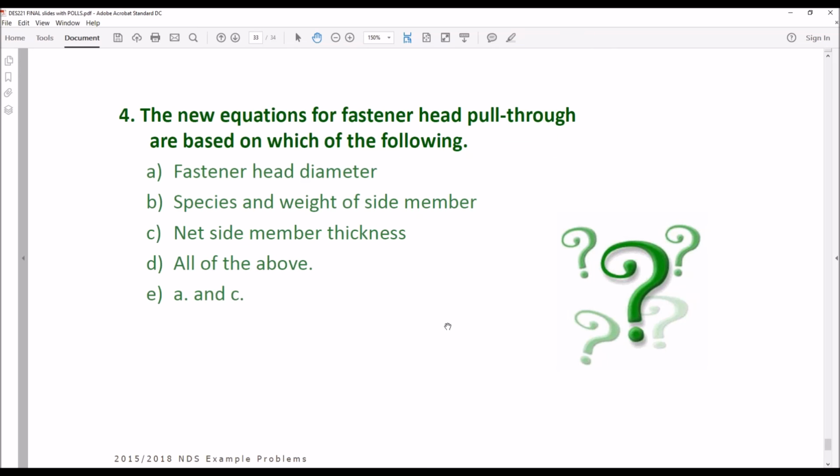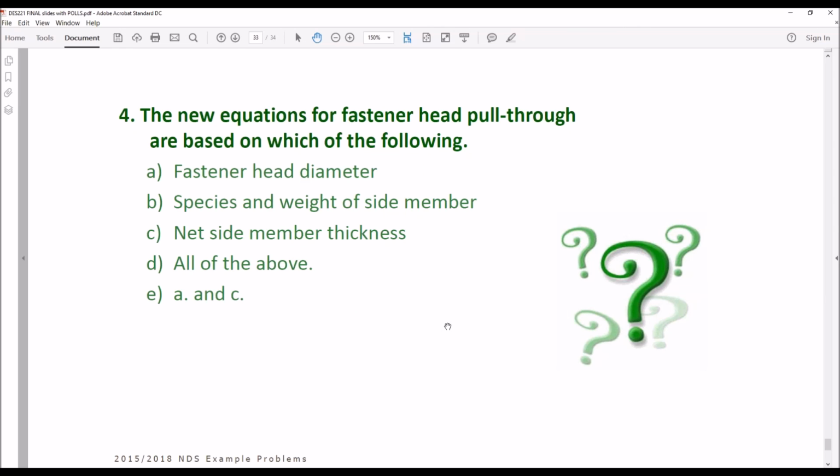However, when we asked it earlier, it was pointed out to me that the specific gravity of the member is dependent upon the species, and the specific gravity dictates the weight of the member as well. So, you know, the best kind of correct is technically correct when you're an engineer, and I think you could make an argument that answer B is technically correct. So the answer could be D, even though we intended for it to be E.